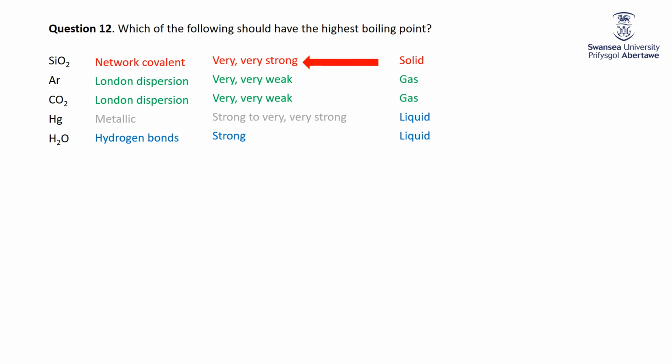So in other words, SiO2 is going to have the highest melting point. And thus you would assume highest boiling point because it's the only one that's still a solid at room temperature. Never be afraid to use general knowledge.